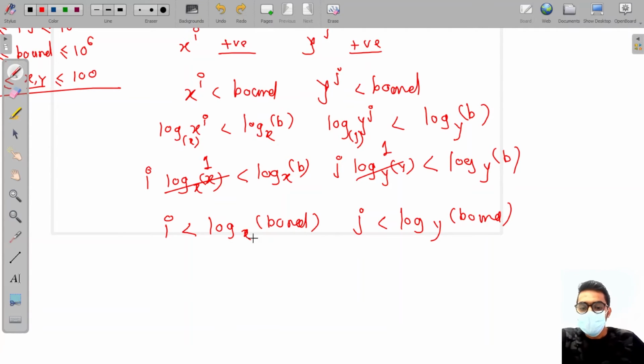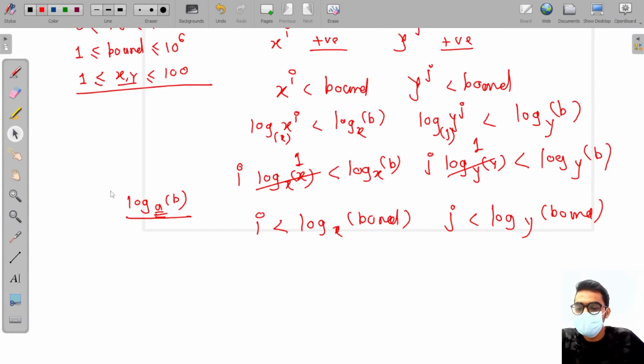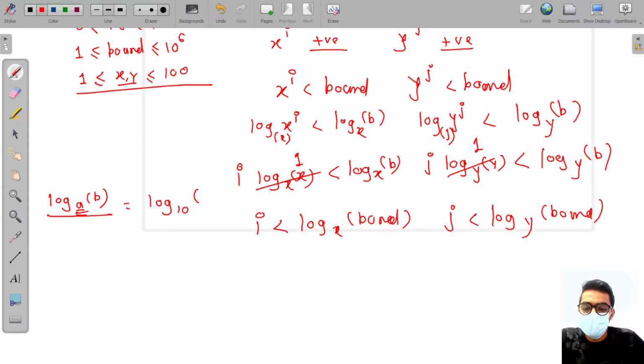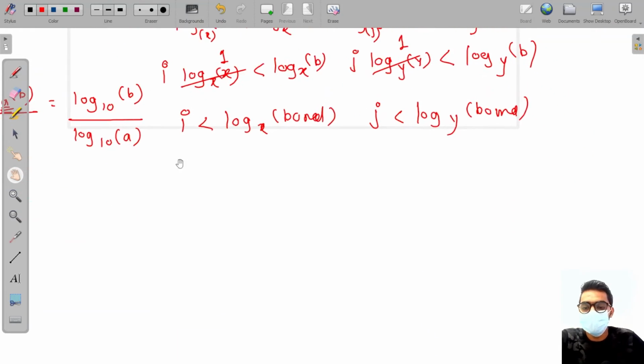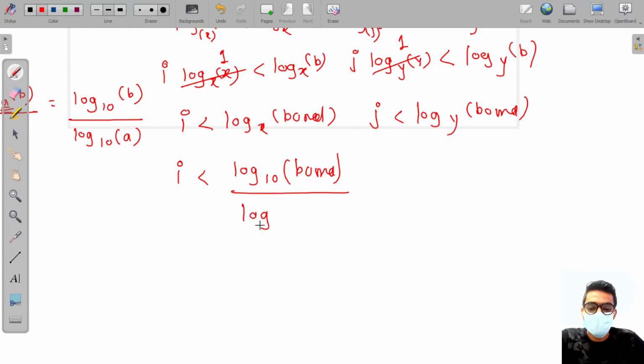Now let's say we have log to the base a of b. We don't know how to solve log to the base a, but we know how to solve log to the base 10. So we are going to use this: log to the base 10 of b divided by log to the base 10 of a. Applying this over this expression, i is less than log to the base 10 of bound divided by log to the base 10 of x.